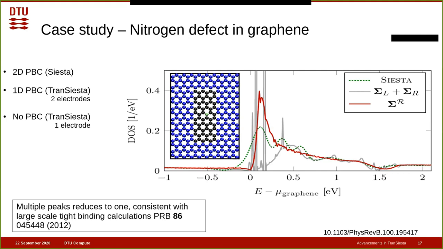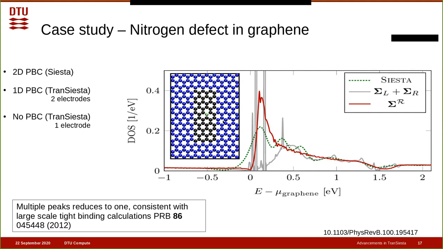So here's a comparison between SIESTA and a regular TranSIESTA calculation with 2 electrodes and a surrounding real space self-energy. Here you see that the green dashed curve is the SIESTA one. This one has 2 peaks, but that's due to the periodicity of this square lattice. In the previous calculation, it was the hexagonal lattice, and then you only see 1 peak. So that depends on the system cell that you're using.